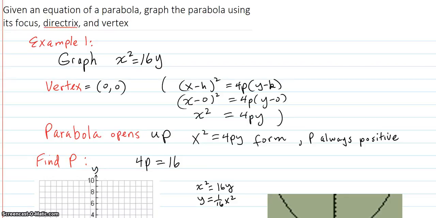Given an equation of a parabola, graph the parabola using its focus, directrix, and vertex. Example 1, graph x squared equals 16y.